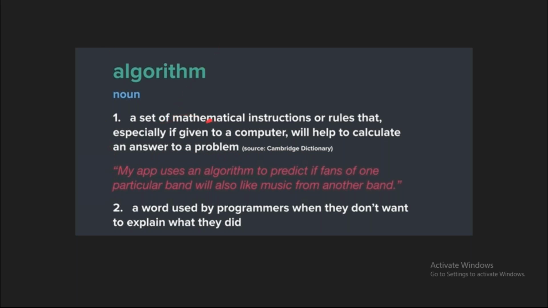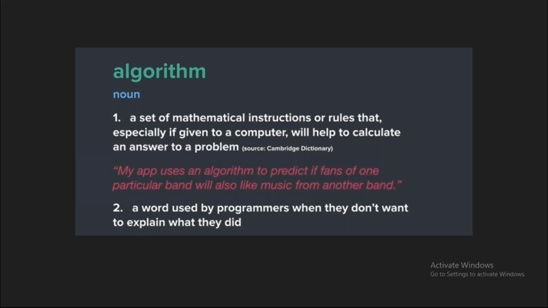An algorithm is a set of mathematical instructions or rules that, especially if given to a computer, will help to calculate an answer to a problem. So basically it helps me solve a particular problem, and it is a sort of equation or a mathematical function. I have to pass in some function to my computer, based on which it will try to minimize that function. I will tell the computer that you have to minimize it.